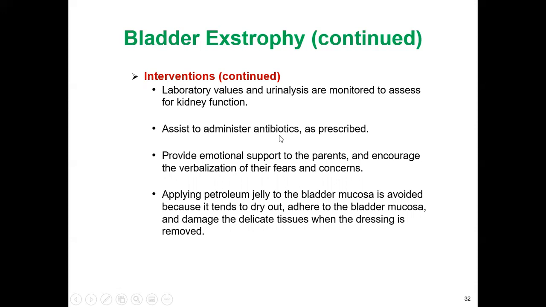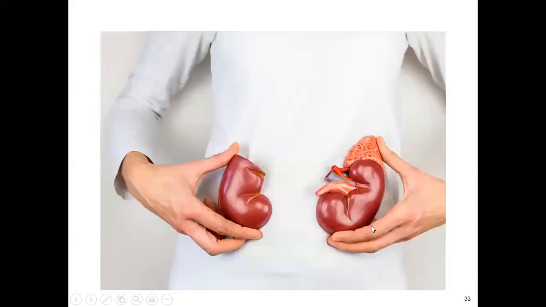Assist to administer antibiotics, and provide emotional support to the parents, encouraging them to verbalize their feelings, their fear, and their concerns. Applying petroleum jelly to the bladder mucosa is avoided. Why? Because it tends to dry out and adhere to the bladder mucosa and damage the delicate tissue when the dressing is removed. So up to this, pediatrics, nephrology or urinary disorders.